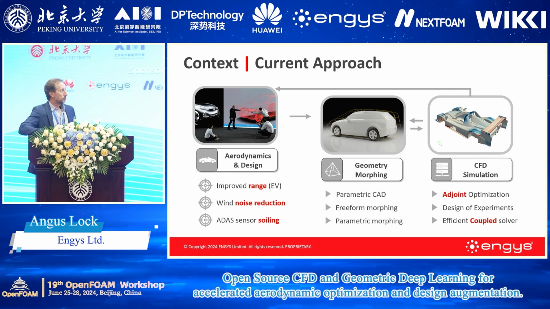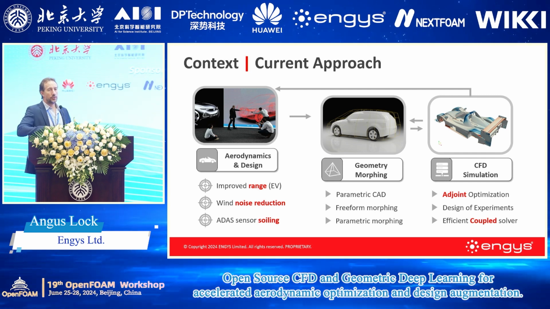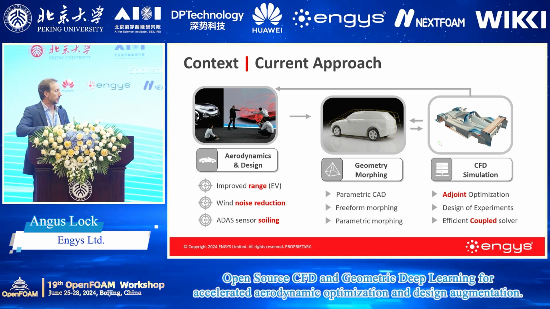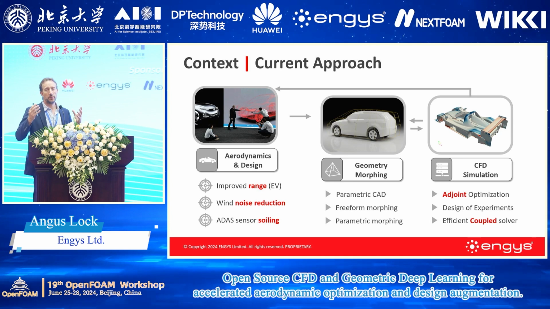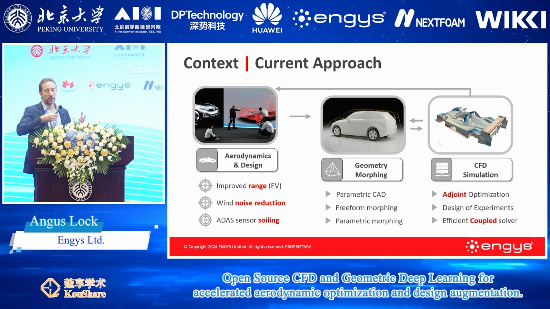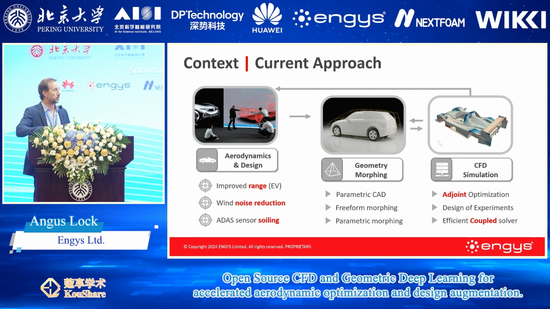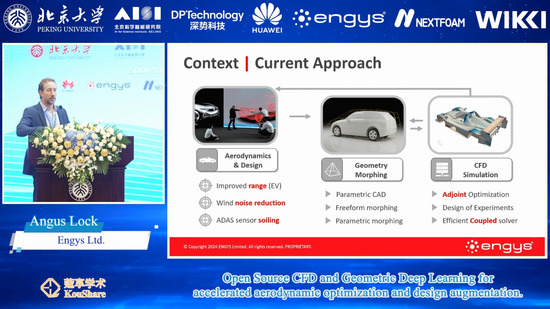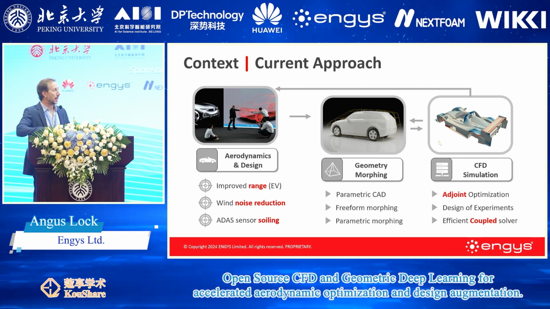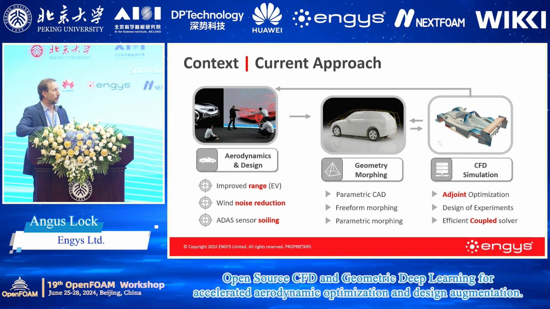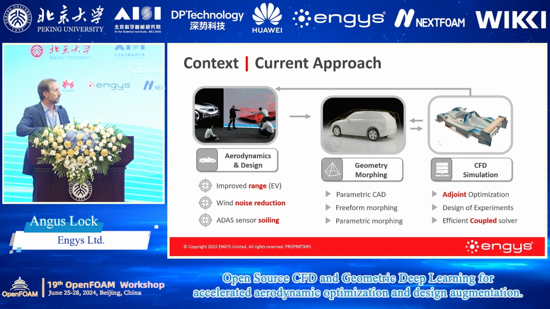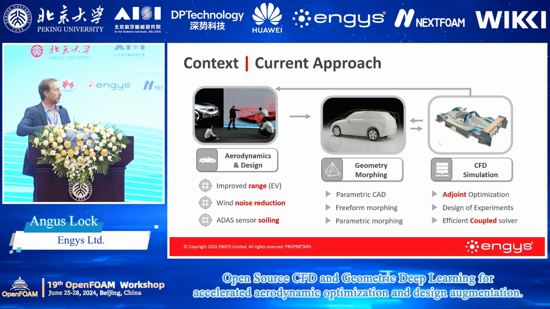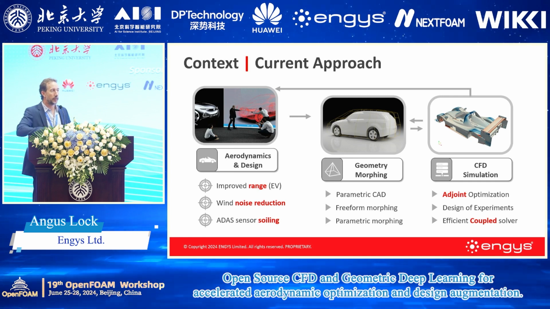At the moment, we use a number of techniques at an early stage in the program to develop a vehicle. We use parametric CAD, freeform morphing and parametric morphing to change the shape of the vehicle. The design studio will give us an initial 3D shape, and we'll look at changing that shape and try to understand its sensitivity to various parameters, and how we can optimize it for aerodynamic drag, soiling or acoustics. We also use computational fluid dynamics extensively, and indeed advanced versions of that, like joint optimization.